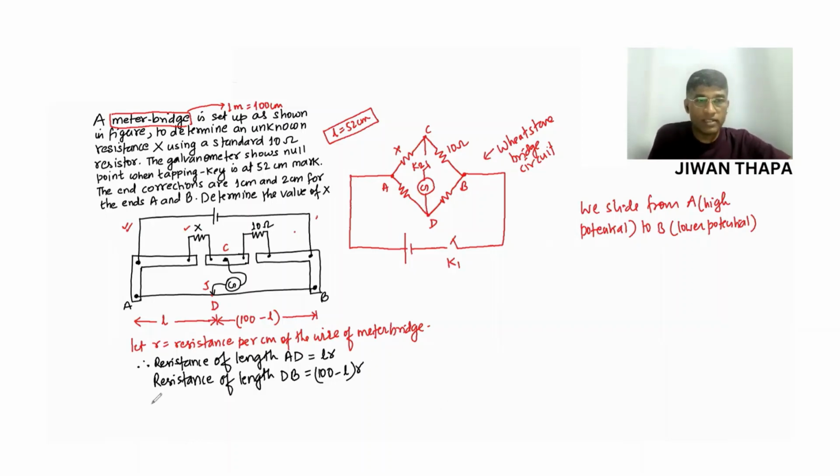Now at balanced condition, we get the ratio of X by 10 equals the ratio of L r to 100 minus L times r. So we get this.